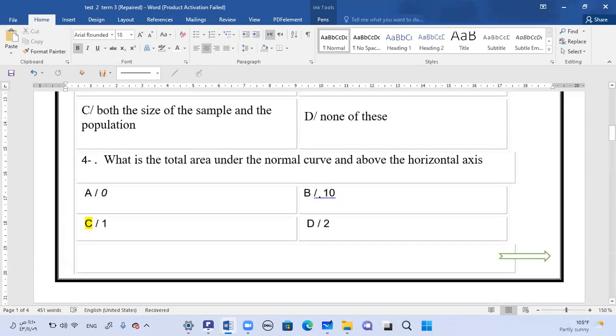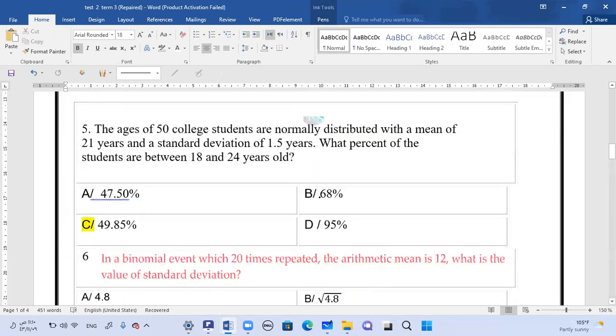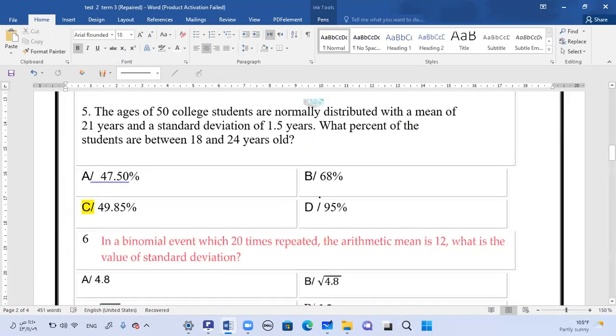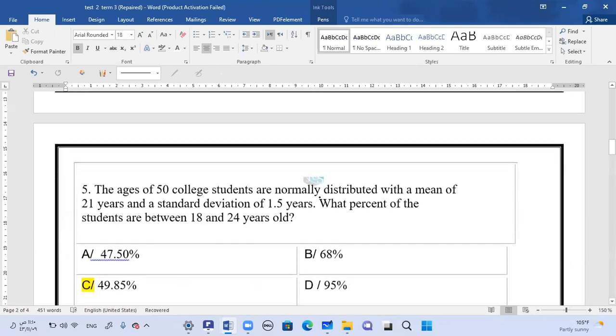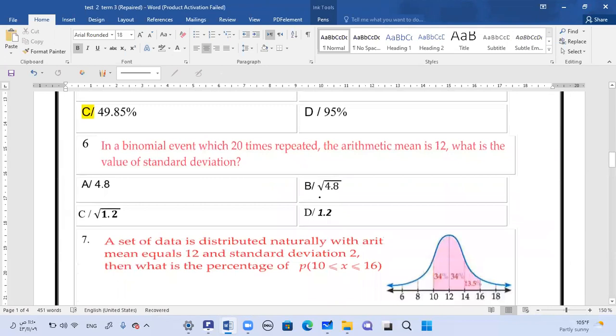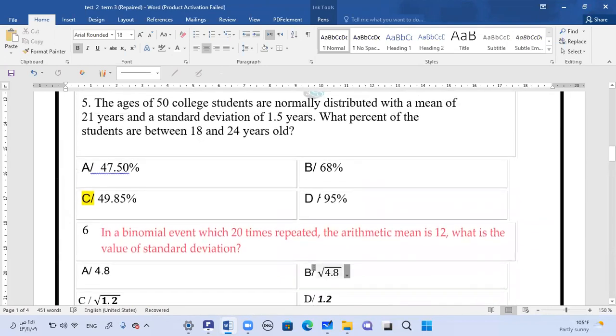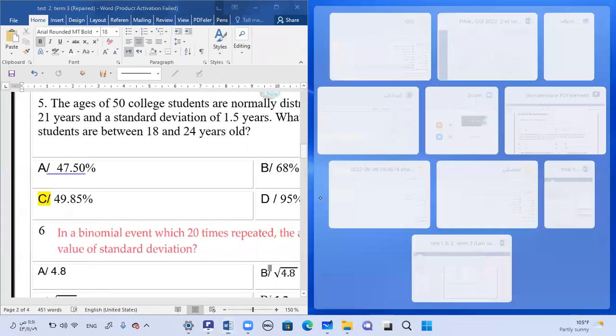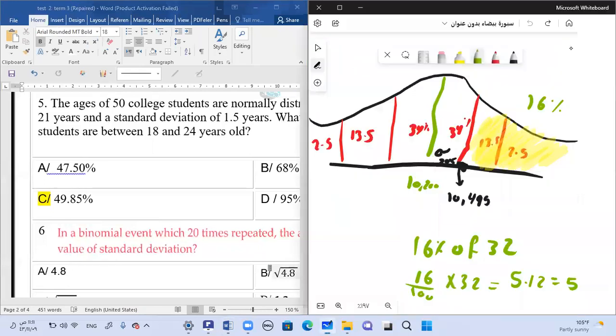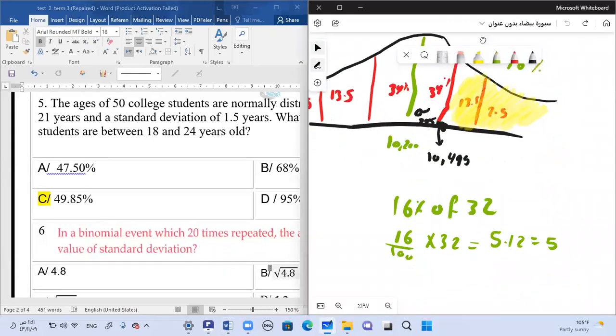Another exercise: what is the total area under the curve? 1. It's very easy. This exercise is very important. Number 6, I will solve number 6 and number 5 with you. Number 6 and number 5 at first have the same idea.